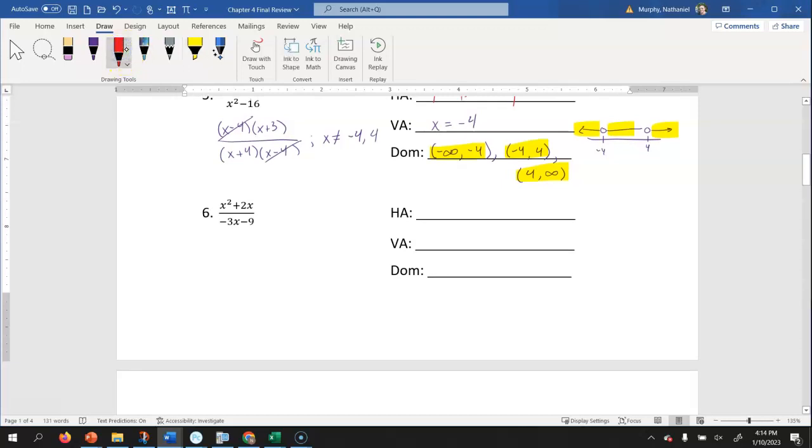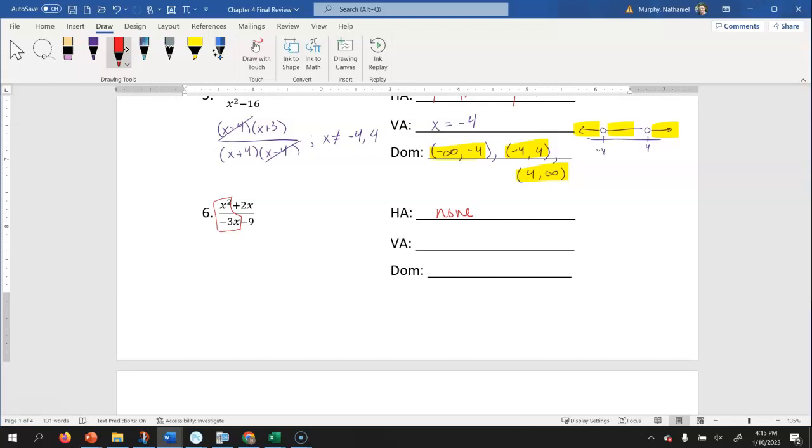All right, x squared plus 2x over negative 3x minus 9. So remember the rules. If we look at the leading terms here, and if the numerator is bigger, we're not going to have a horizontal asymptote. We didn't see that happen at all. We talked about it in our notes. You didn't see it come up in any of your assignments or anything. So chances are you may not see that on the final, but it's good to just remember that if the degree is bigger in the numerator, there's not going to be a horizontal asymptote.